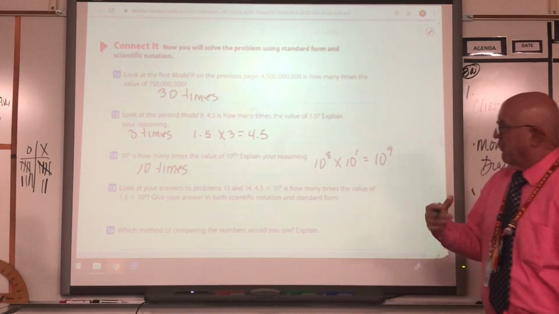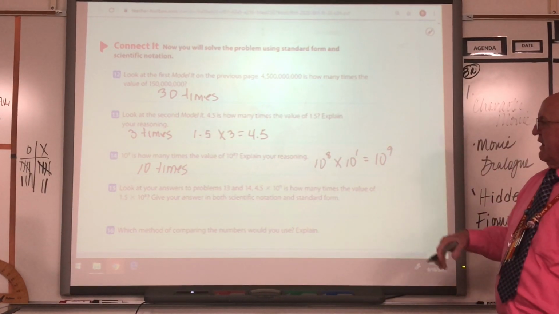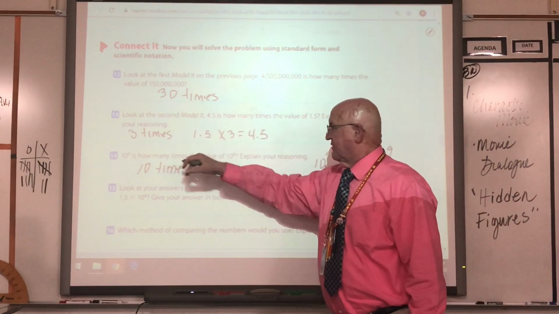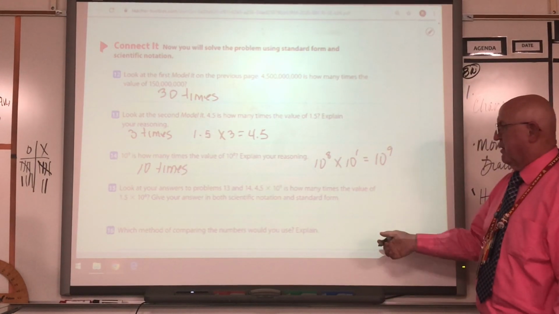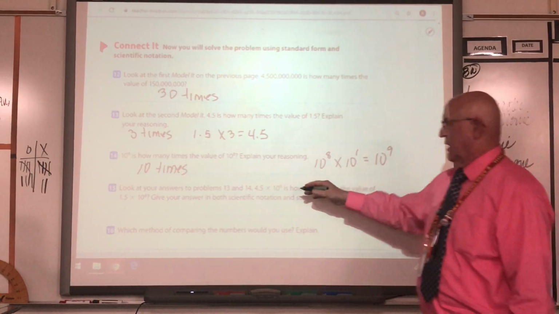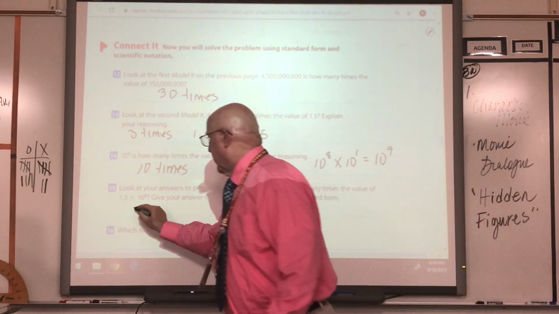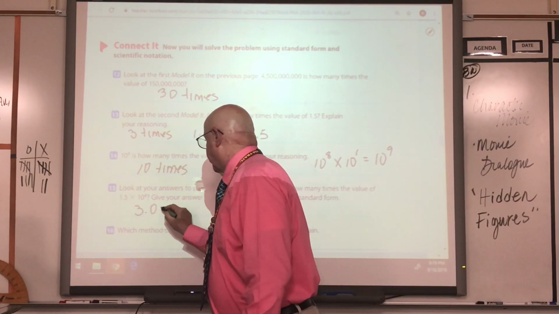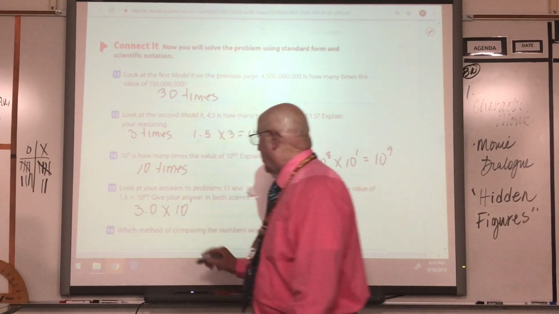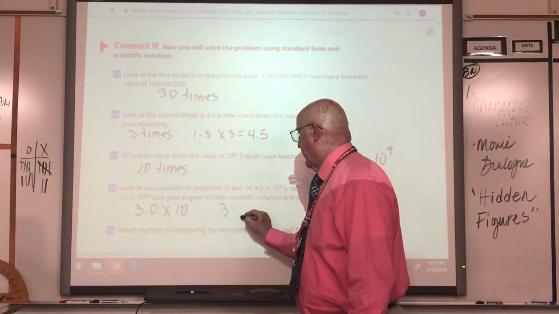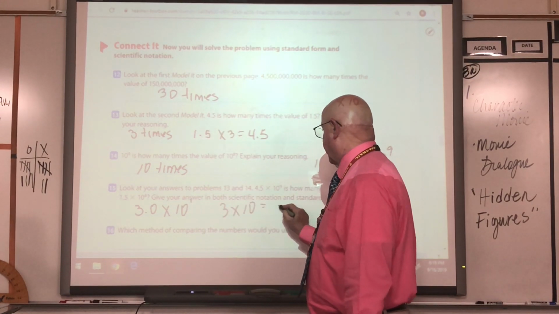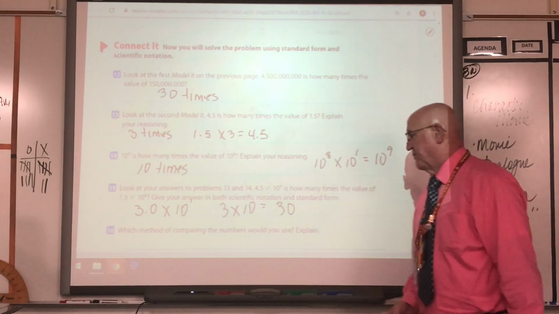Now, let's look at 13 and 14 together. If I get 3 times and 10 times, I multiply those together, and the answer is 3.0 times 10 to the first, which is the same as saying 3 times 10, which is going to give me 30. Okay?